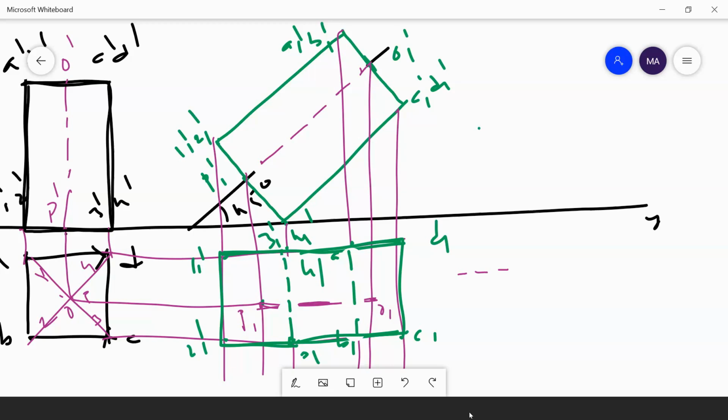Okay. Then I am measuring the distances from 3 to 1 dash. Cutting the arc. Measuring the distances 3 to 2 dash. Cutting the arc. Here I will get 1, 2 dash.